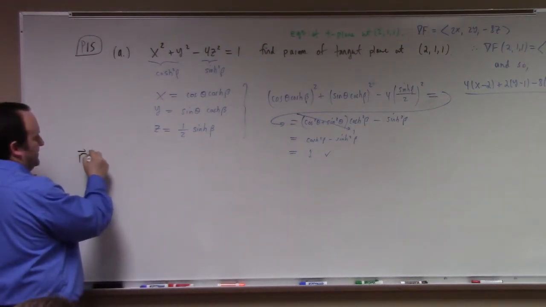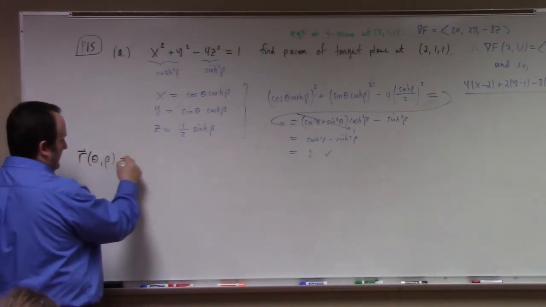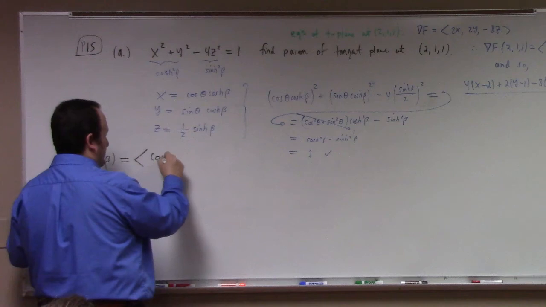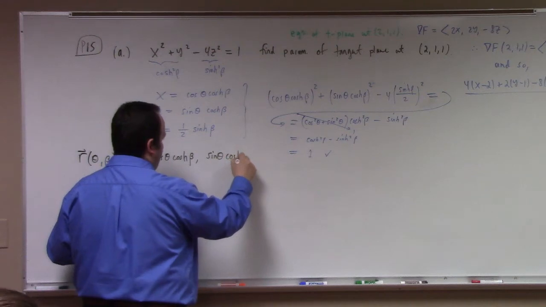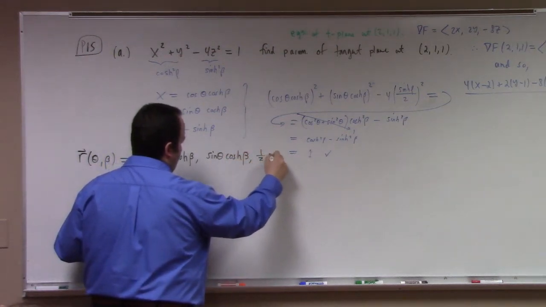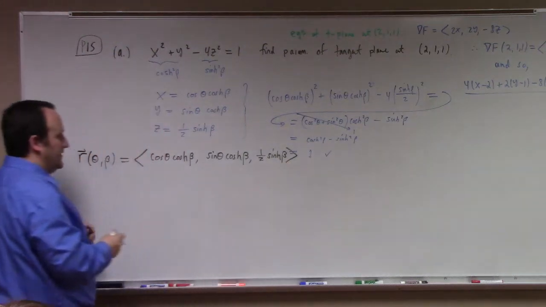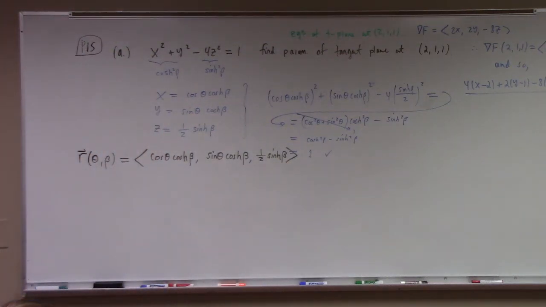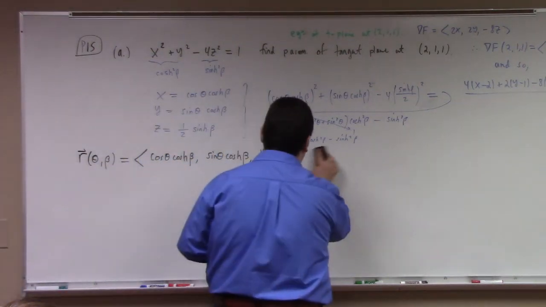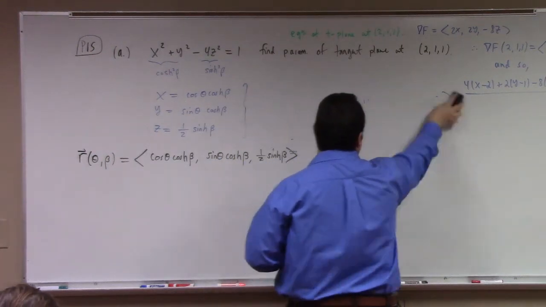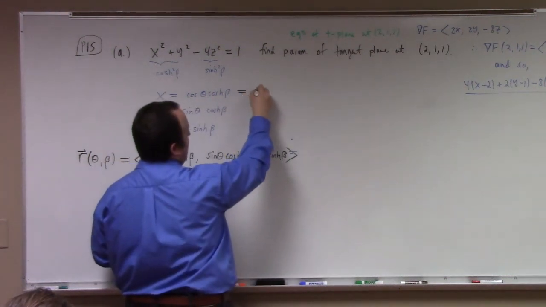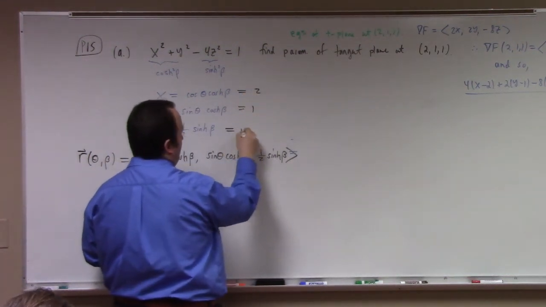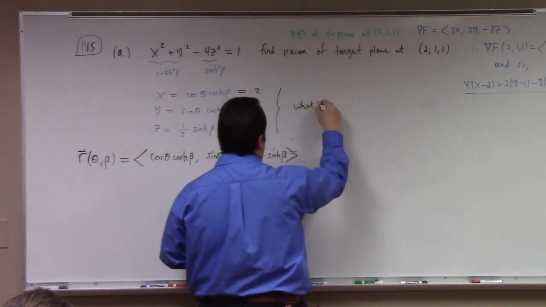So the parameterization I would suggest here, if we use theta and beta, would be this: cos theta cosh beta, sine theta cosh beta, 1/2 sinh beta, right? That's my parameterization of the surface. And then if I want to find a parameterization of the tangent plane, well, I guess the question is, what choice of theta and beta gives me (2, 1, 1), right? So if I set this equal to 2, this equal to 1, and this equal to 1, what's theta and beta?